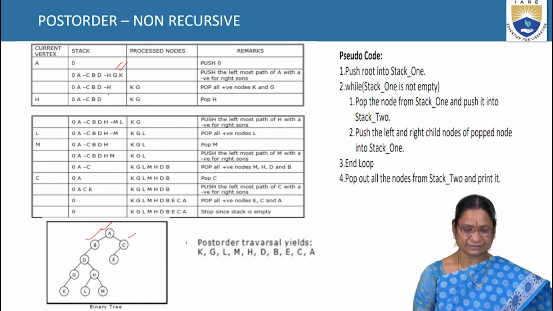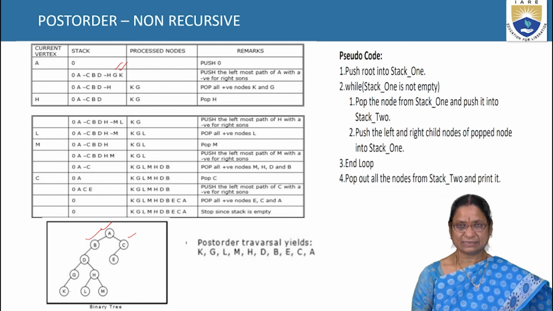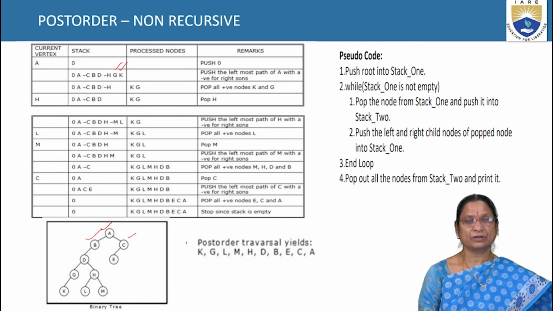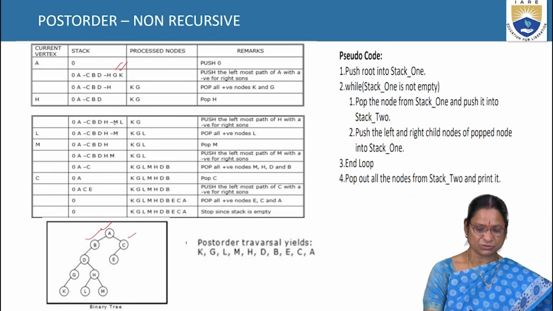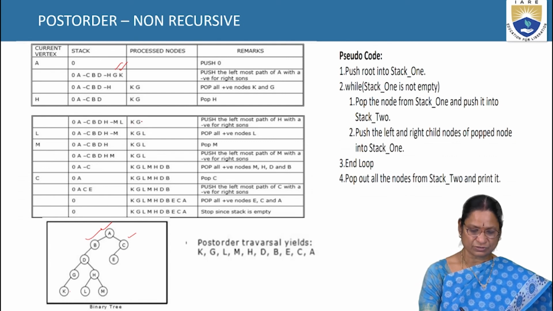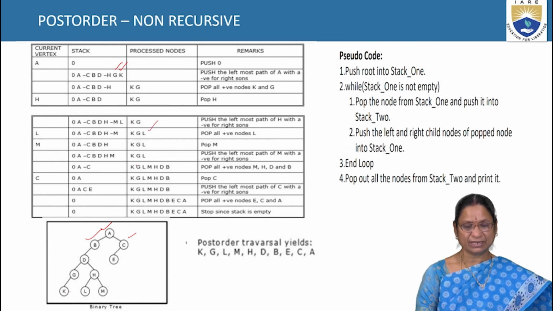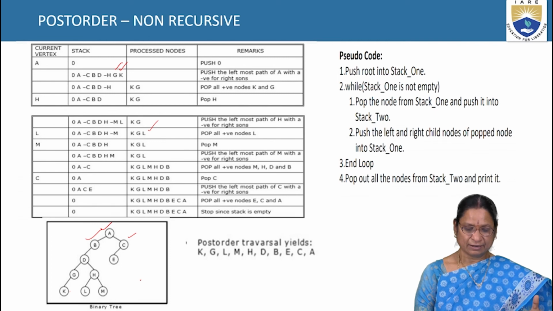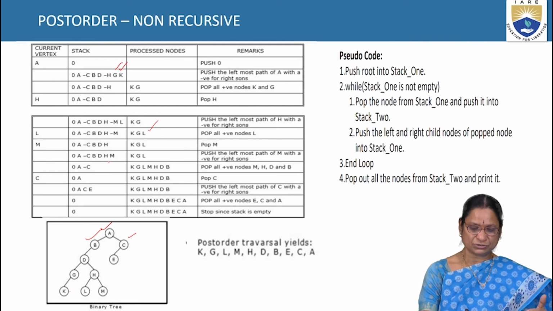When we are popping, K is positive, G is positive, and when H comes, it is negative. When it is negative, we make it positive and do the same process. For H, L is there: first H is pushed, then L is pushed, then minus M. L is popped out and printed. M is negative again, so as a right child we make it positive and push it. So M is pushed here.